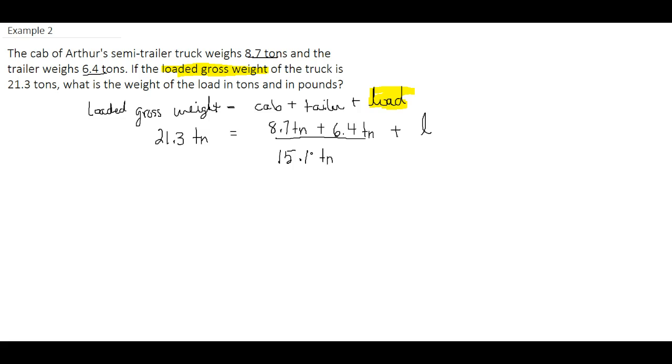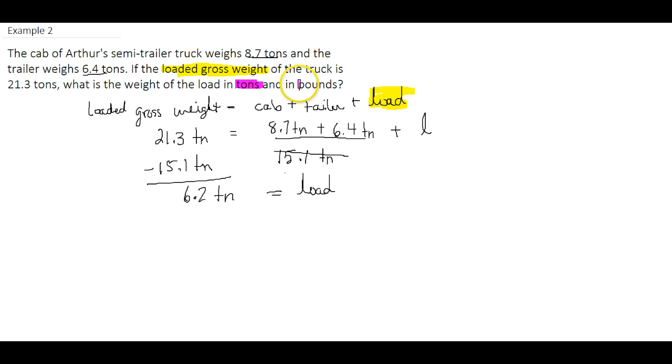So I am going to subtract the weight of the cab and the trailer from the gross weight, and what's left there is the weight of the load. So if I just subtract out 15.1 tons, and I subtract that on both sides, so I'm canceling it out, I'm left with just my load here, and that's 6.2 tons. 21.3 minus 15.1 gives me 6.2 tons. And so now I've answered that in tons.